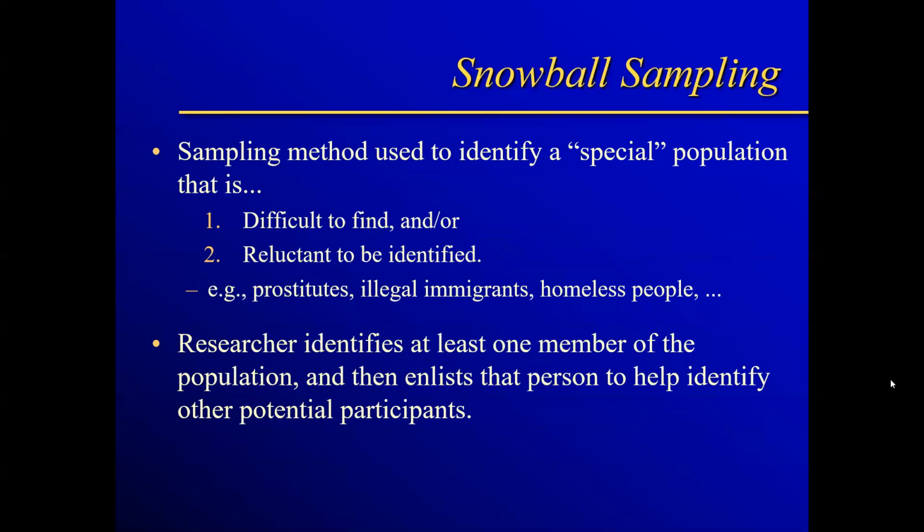I believe this is the last one, snowball sampling. This one's really interesting in my opinion. It's not done a lot in psychological research, though in certain specific research it is. But this is a sampling method that's used to identify a special population that's difficult to find or reluctant to be identified. So think about things that are illegal, like prostitutes, illegal immigrants, people who are homeless.